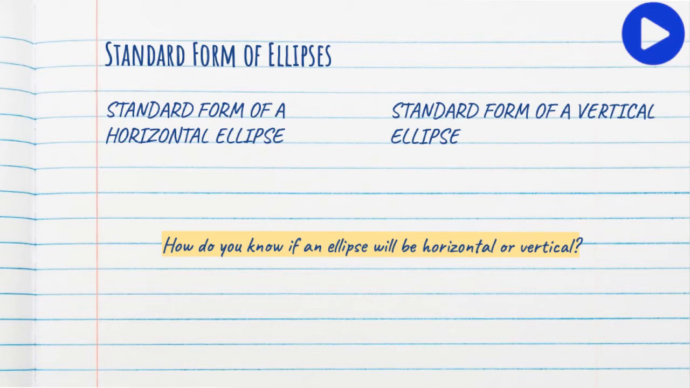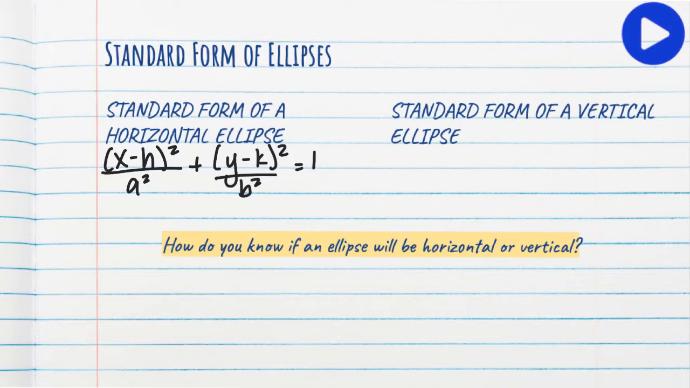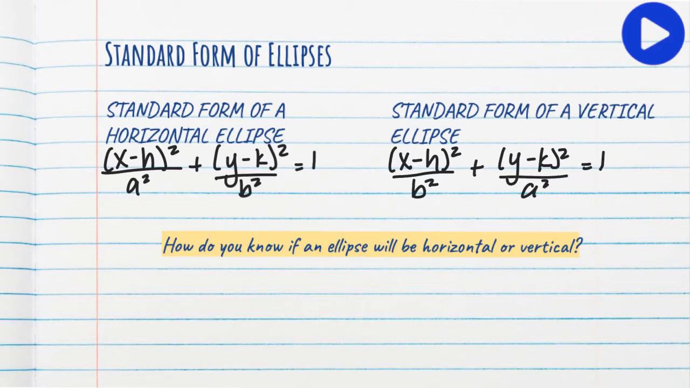Standard form of ellipses. There is a standard form for horizontal and vertical ellipses. The formula for the standard form of a horizontal ellipse is (x minus h) squared over a squared plus (y minus k) squared over b squared equals 1. And the standard form of a vertical ellipse is (x minus h) squared over b squared plus (y minus k) squared over a squared equals 1.